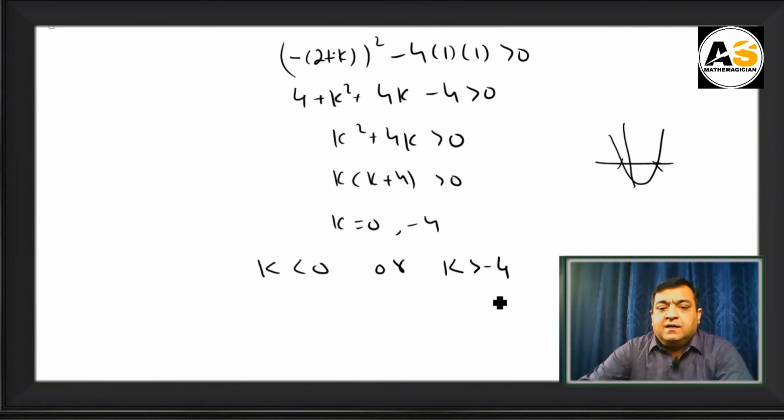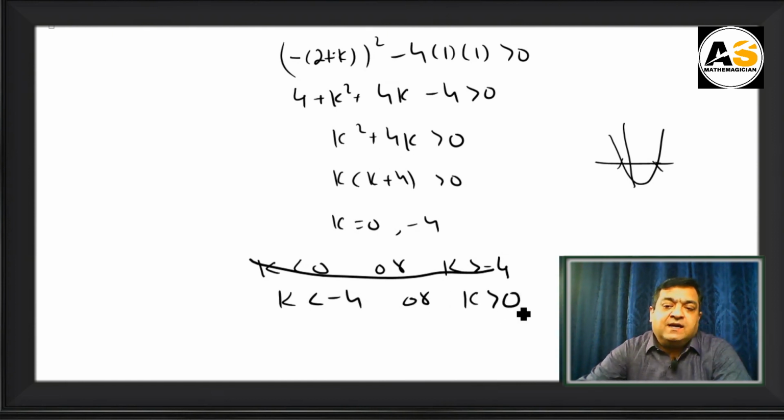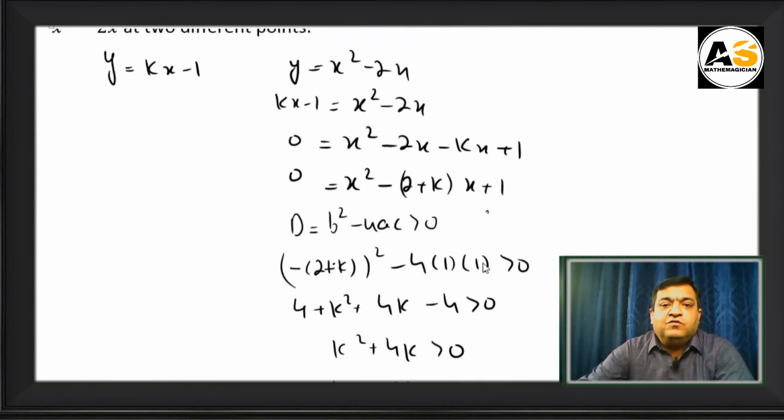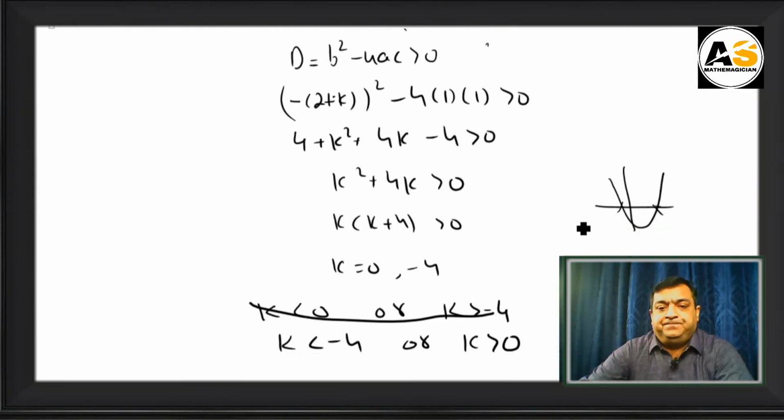The smaller root is minus 4. So k is either less than minus 4 or k is greater than 0. So these are possible values of k for which this given line will intersect this quadratic polynomial at two different points.